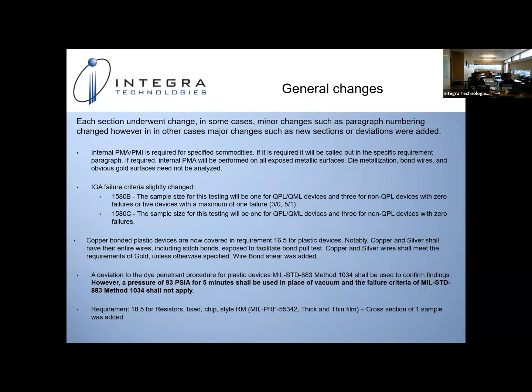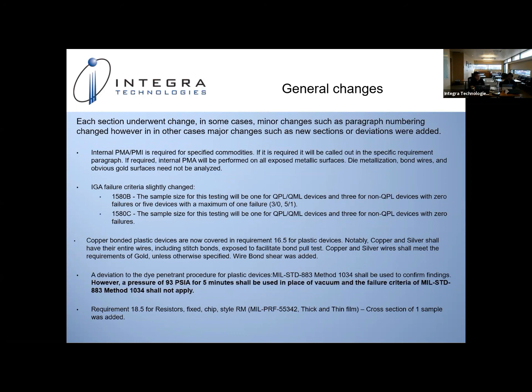As I mentioned early on, copper bonded plastic devices are now covered in 16.5. Notably, copper and silver shall have their entire wires, including the stitch bonds, exposed. Sultan and I talked about that earlier when he was going over copper slides. Also, they'll meet the requirements of gold, and they've included wire bond shear for plastic devices.